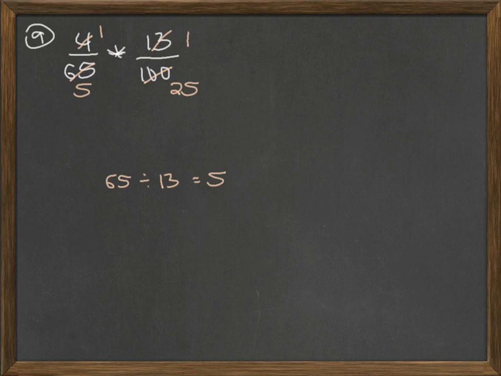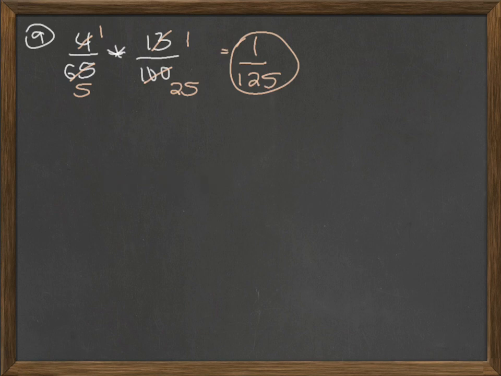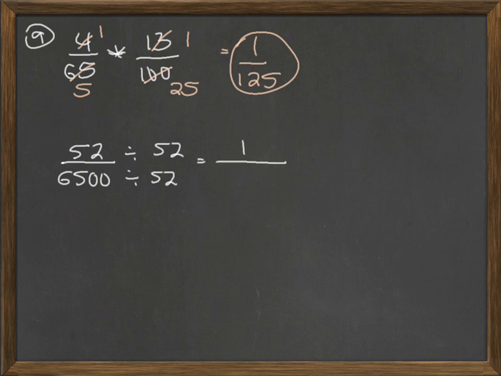So now we multiply across. 1 times 1 is 1. 5 times 25 is 125. So my final answer is 1 over 125. So what if I had tried to multiply first and then reduce? Well, I'd have 4 times 13, which is 52, and then I'd have 65 times 100, which is 6,500. Wow. Okay, so then I have to figure out what my GCF is. It turns out, in this case, my GCF is 52. And if I divide both numerator and denominator by 52, I do get the same answer.